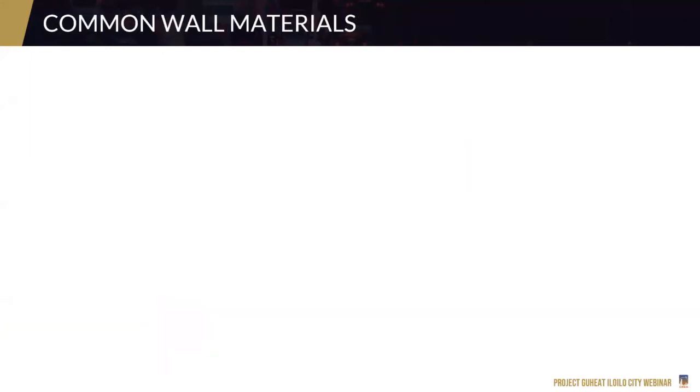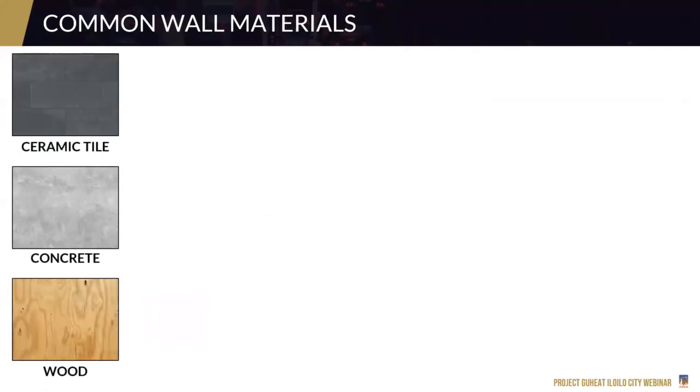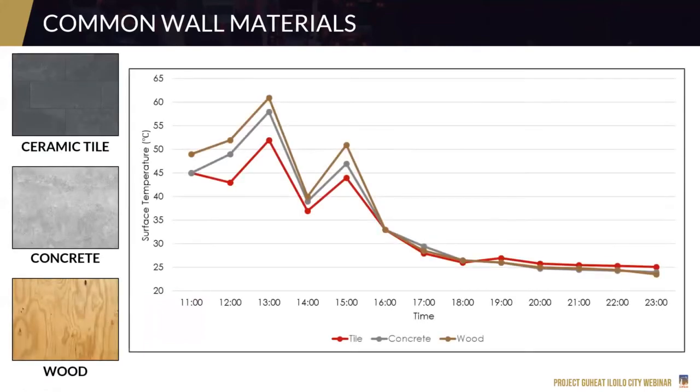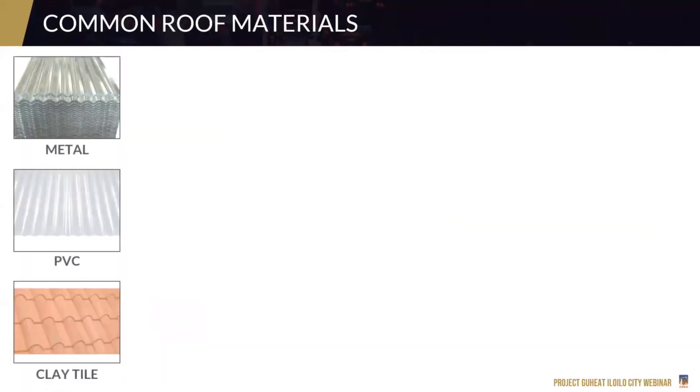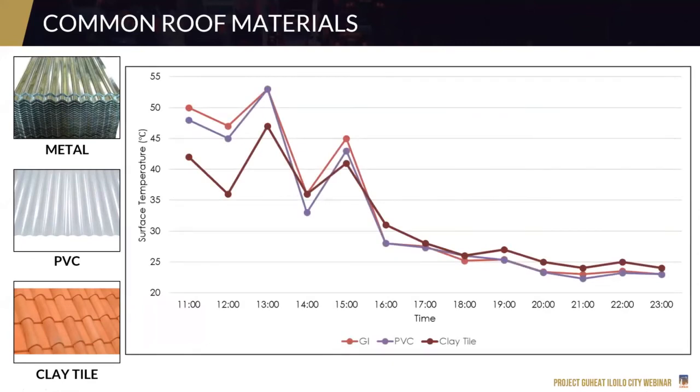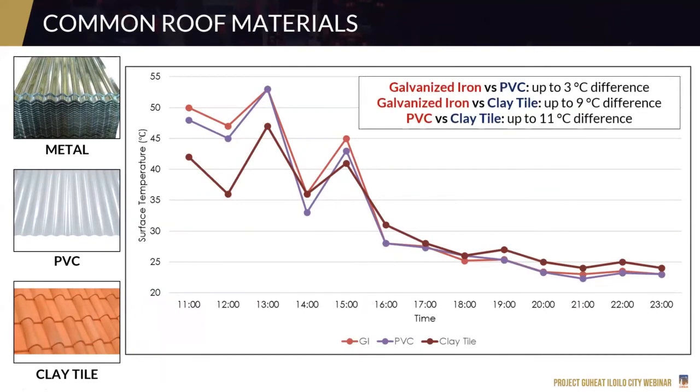Also, meron din tayong mga cooling materials. So, for wall materials, let's compare ceramic tile, concrete, and wood. So, our observation is ceramic tile can be cooler than wood by up to 9 degrees Celsius and can be cooler than concrete by up to 6 degrees Celsius. Same with sa roofing materials. If we compare the metal roof, PVC, and clay tile can be lower by up to 9 degrees Celsius than galvanized iron and up to 11 degrees Celsius than PVC.